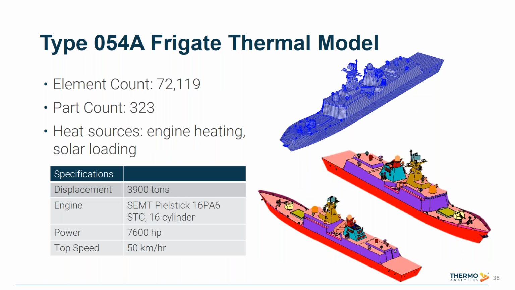So here we can see an example thermal model that we could feed into our data set generation process. This is a Type 054 frigate for which we have spent time generating a high fidelity geometry representation and accurately parted out geometry descriptions based on differing boundary conditions of the craft, including heat sources such as solar loading and engine heating.